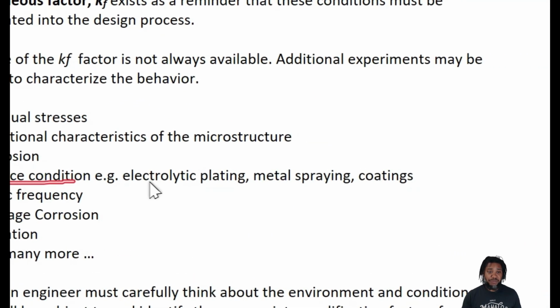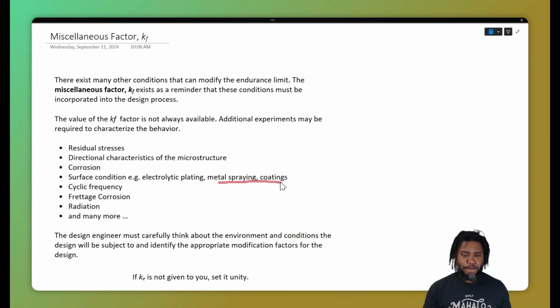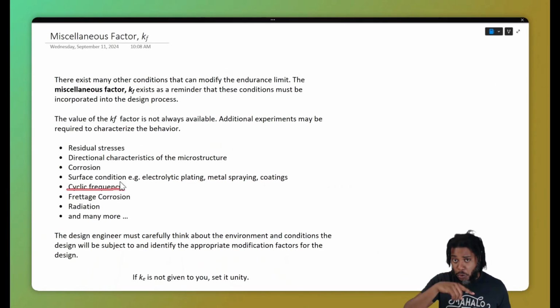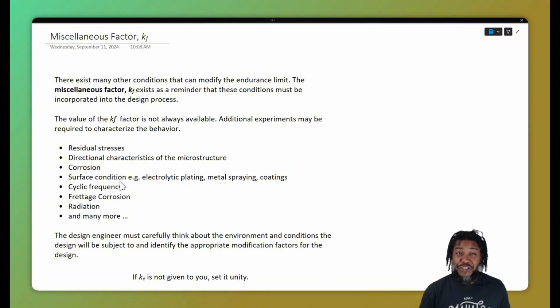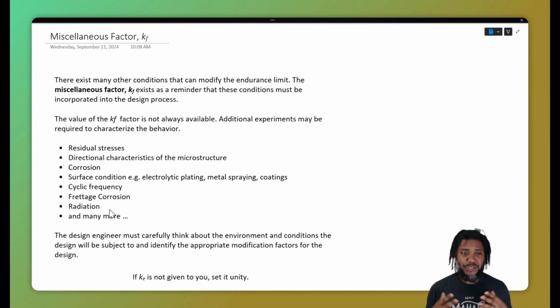Things such as surface condition. Say you have a part and you've electroplated it, you've metal sprayed it, you've shot peened it to try to give it more surface hardness or applied coatings. Those can change the fatigue resistance. Cyclic frequency. If you're loading very slowly or you're loading very fast, that can change the response of a material to fatigue. Fretting corrosion, where parts are rubbing and wearing against each other. Or even things like radiation, where high fluence of different forms of radiation are knocking elements out of the atomic structure of your part and transmuting elements and leading to a degradation of the entire microstructure of your material.